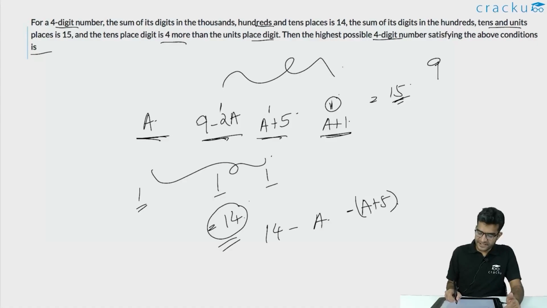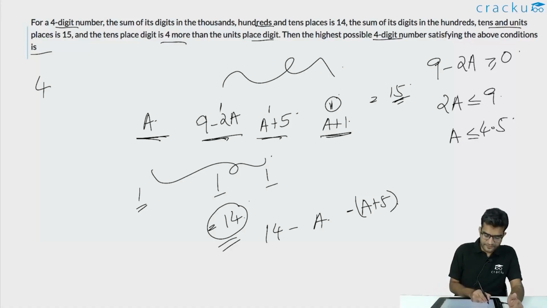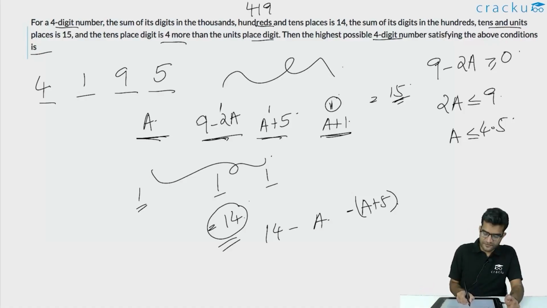So this would imply that 9 minus 2a has to be greater than or equal to 0, or 2a has to be less than or equal to 9, or the value of a is less than or equal to 4.5. As a has to be an integer, the maximum value of a is 4. So the thousands place will be 4, the hundreds place will be 9 minus 2 times 4, which is 1. The tens place will be a plus 5, that is 4 plus 5, which is 9. And the units place will be a plus 1, that is 4 plus 1, which is equal to 5. So the maximum possible such number is 4195.